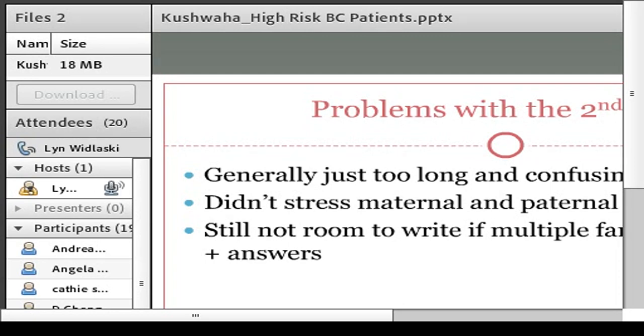We still really didn't stress the maternal and paternal lines. I don't think, actually, in the community, that breast cancer in general is starting to emphasize the paternal lines, but a lot of everything was maternal 10 and 20 years ago. People are still left with that in their head. And there still was not enough room to write, and these were very messy papers.